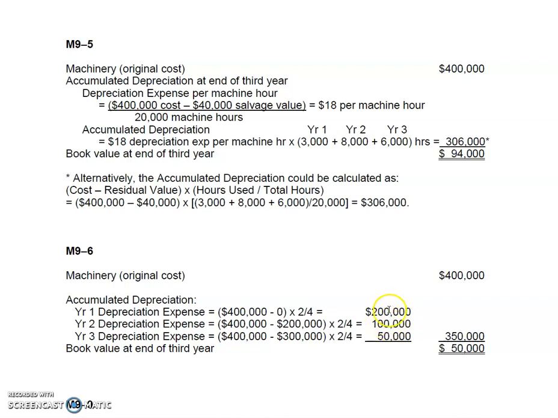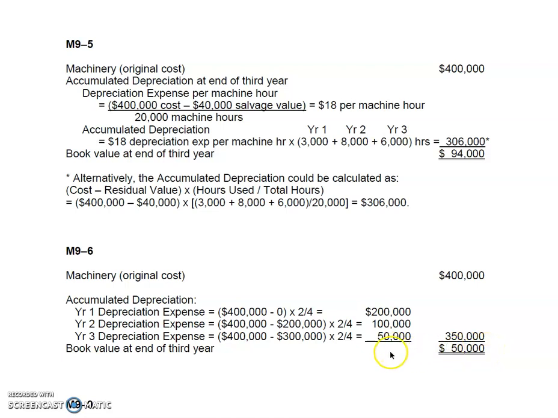So now we have $300,000 of accumulated depreciation. So 400,000 minus 300,000 gives us 100,000 times 50%, another 50,000. So accumulated depreciation is $350,000, and net book value is $50,000.